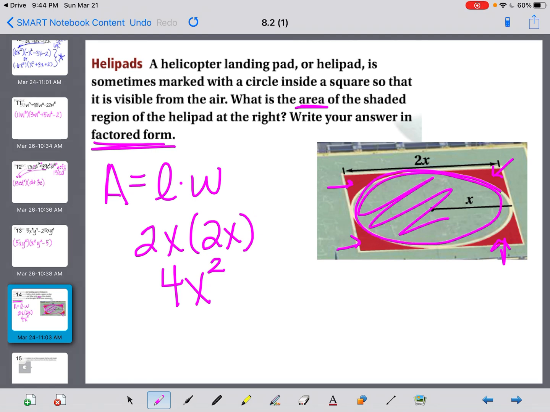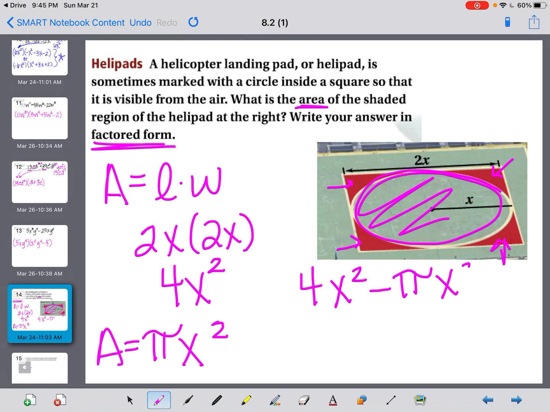Well, the area of a circle happens to be pi times the radius squared. Our radius in this case is an x, so I'm going to take this out and put in an x. Now I have to subtract these. So 4x to the second power minus pi times x to the second power. Well, I know that these both have an x to the second power in common, so I'm going to take that out, and that's going to leave me with 4 minus pi on the inside.